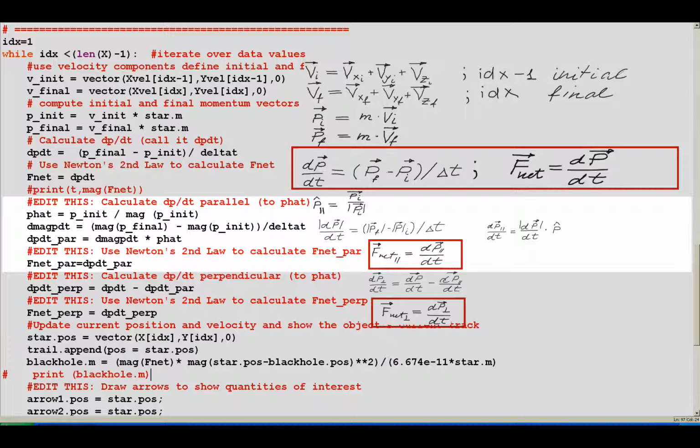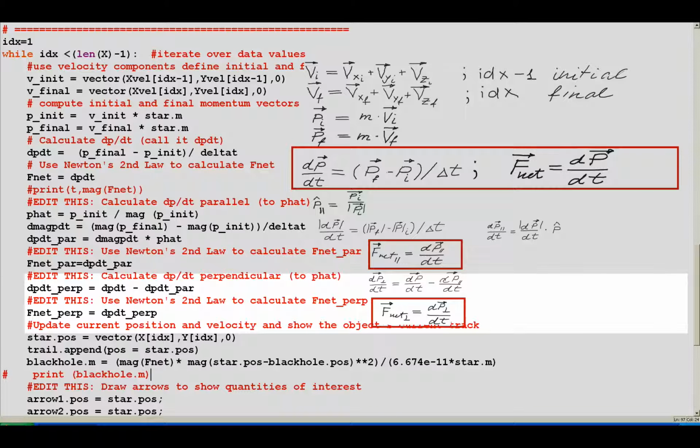Here we calculate, firstly, the parallel net force using a unit vector of initial momentum and the difference of magnitudes of initial and final momentum divided by delta t. We use Newton's second law again. Parallel net force is equal to dp parallel divided by delta t.